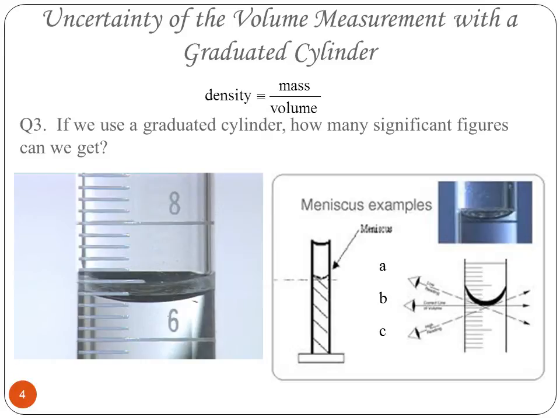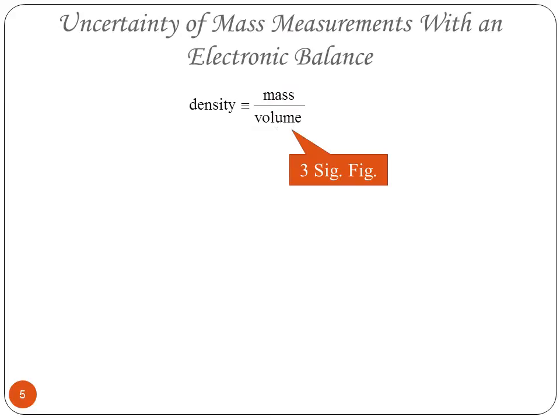In this case, we only have 3 sig figs. Before we move to the next step, I want to emphasize, when you read the volume, your eye should be at the same level as the meniscus. Your eye should be at position B in my slide.